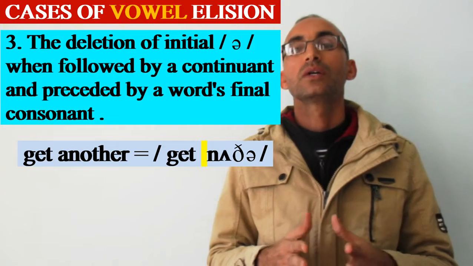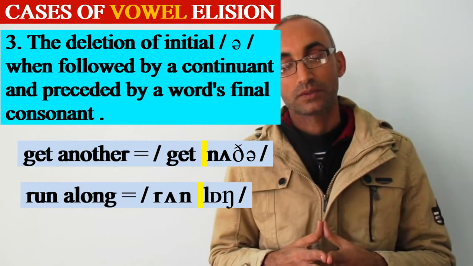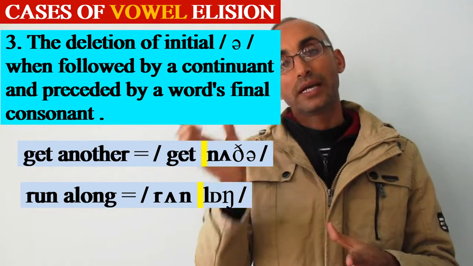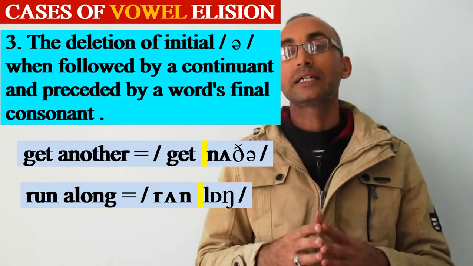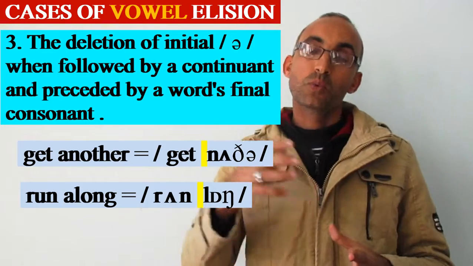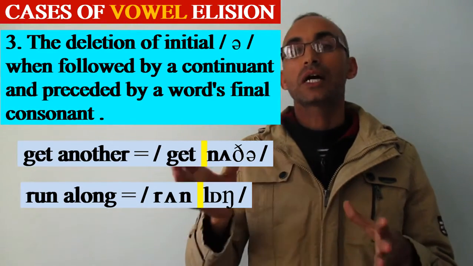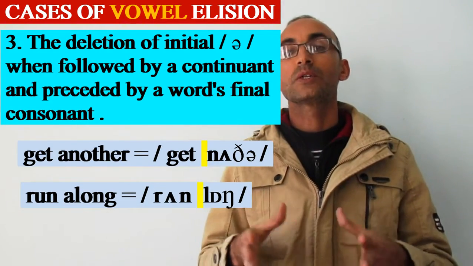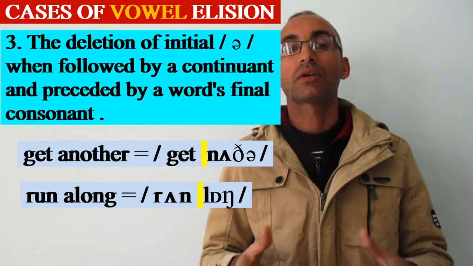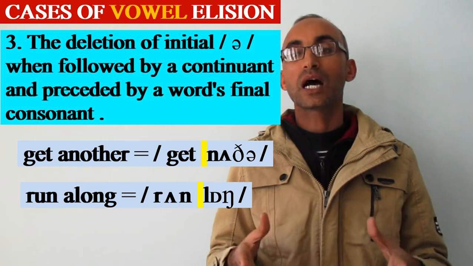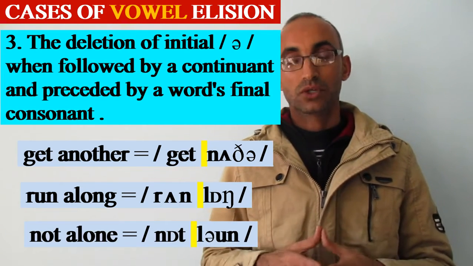Also, run long. So here the second word starts with a short shva, clear, and the word before it ends with a consonant. So here we remove the shva at the beginning of the second word and we pronounce it run long, not run long.